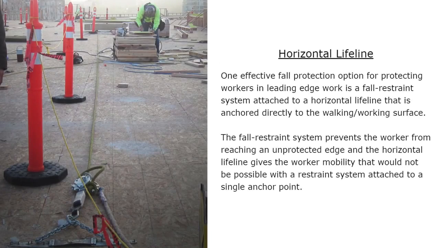Horizontal lifelines. One effective fall protection option for protecting workers in leading edge work is a fall restraint system attached to a horizontal lifeline that is anchored directly to the walking working surface. The fall restraint system prevents the worker from reaching an unprotected edge, and the horizontal lifeline gives the worker mobility that would not be possible without a fall restraint system attached to a single anchor point.